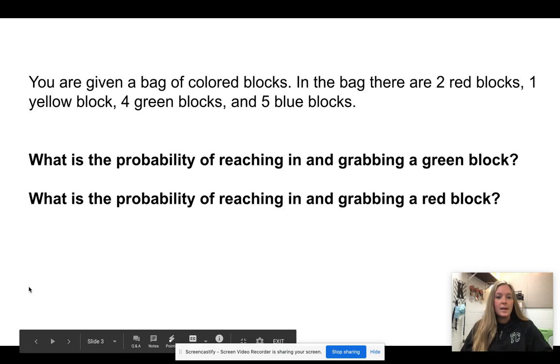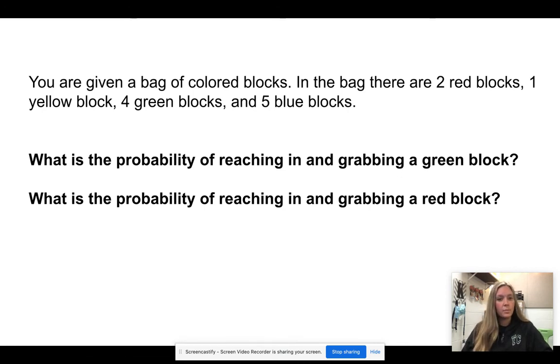You are given a bag of colored blocks. In the bag, there are 2 red blocks, 1 yellow block, 4 green blocks, and 5 blue blocks. First question, what is the probability of reaching in and grabbing a green block? You can write this as a fraction. Second question, what is the probability of reaching in and grabbing a red block?